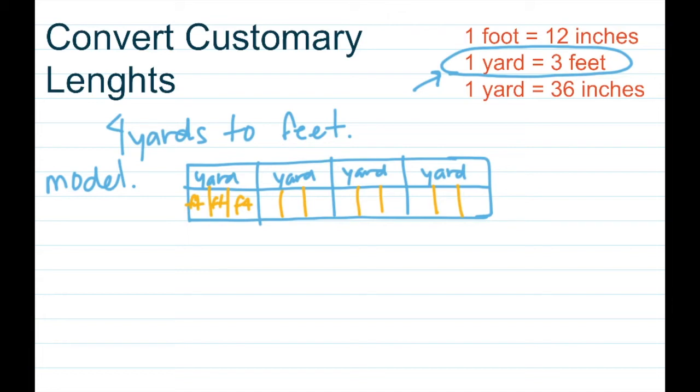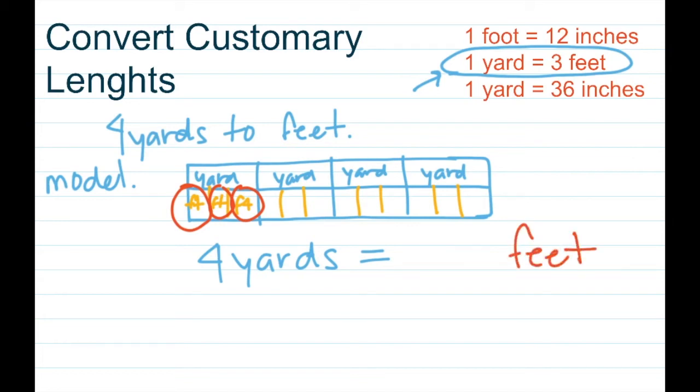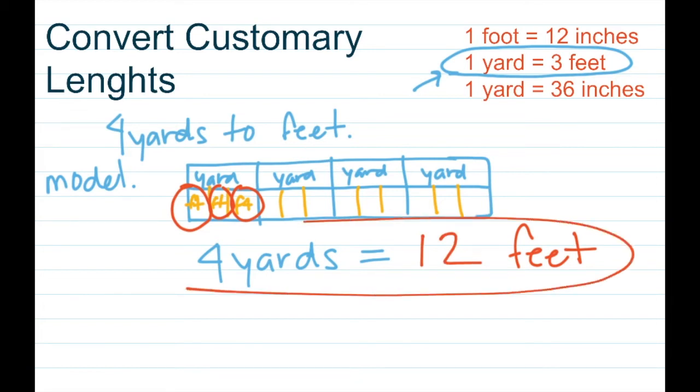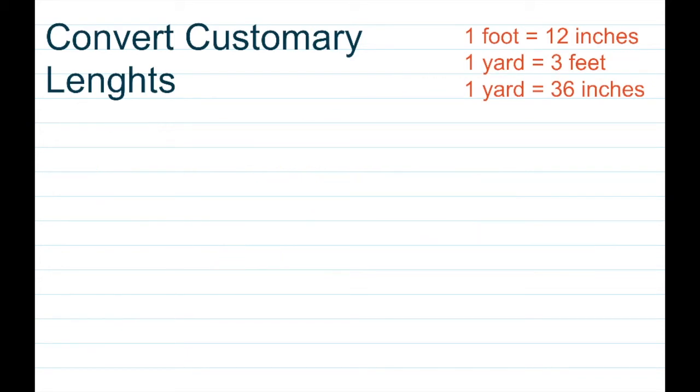So now, to find the answer, we're going to say 4 yards is equal to, and then we are going to count each of these. I'll use a different color so you can see. We count each of these, and the total is what we have in feet. It is a total of 12 feet. So that means 4 yards are equivalent to 12 feet.